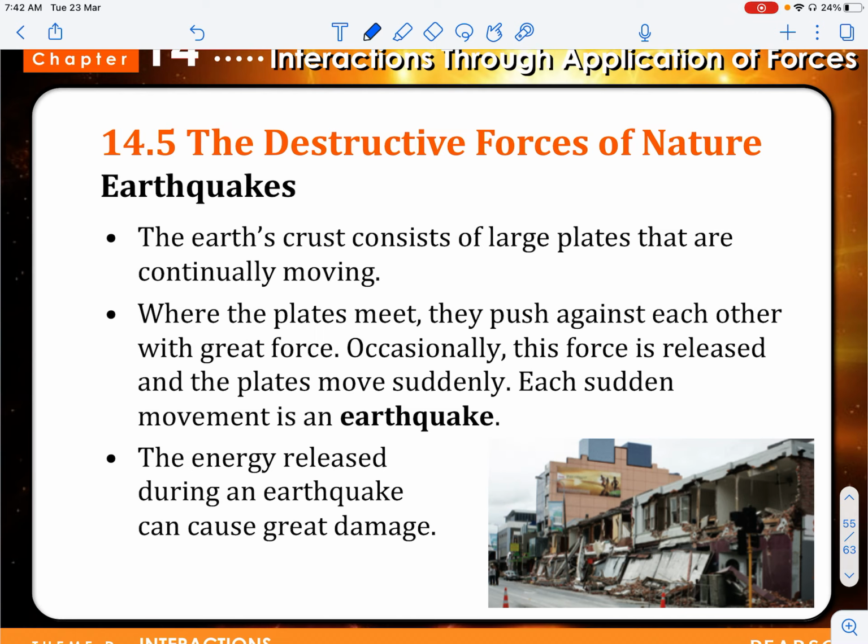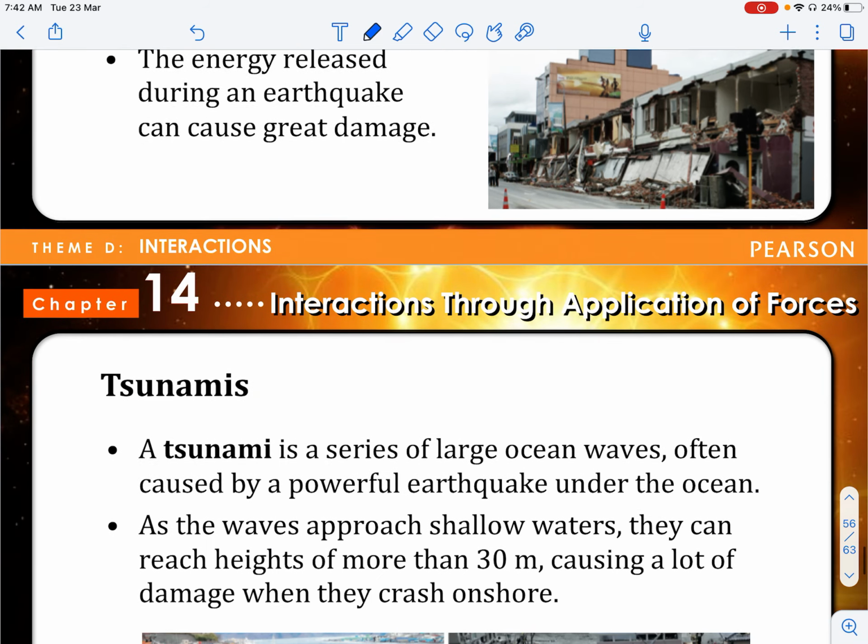Now, sometimes forces can also be very destructive. Okay, and these are some of the destructive forces of nature. So you have the earthquake. The earth crust consists of large plates that are continuously moving, and when the plates meet, they push against each other with great force. This force being released will cause the plates to move suddenly, and when the two plates hit each other, they cause friction, or an earthquake. And this will result in energy release during an earthquake that can cause damages.